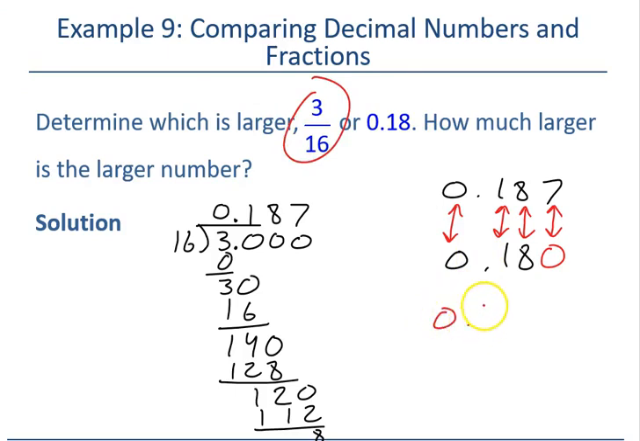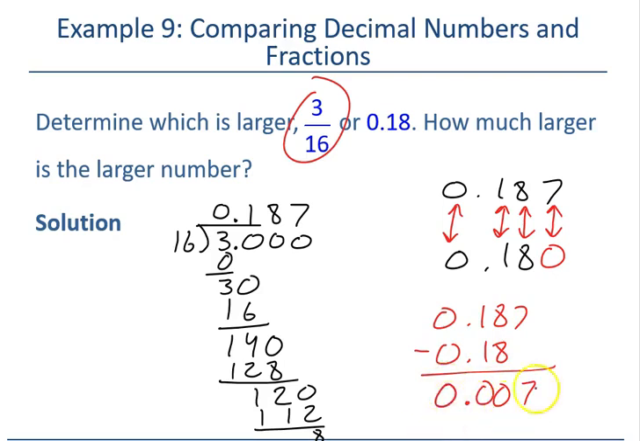I've got 0.187 subtracting 0.18. Okay, notice I'll just bring down the 7, and this all goes to 0. So that's how much larger it is. 7 1/1000ths, okay, of whatever type of unit you want to use. Okay, and that's how we will compare decimal numbers.